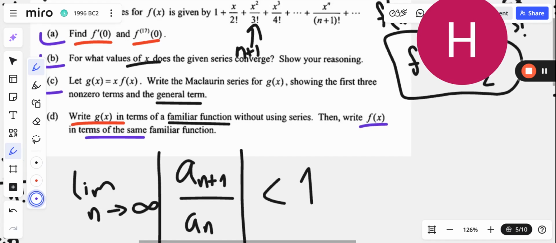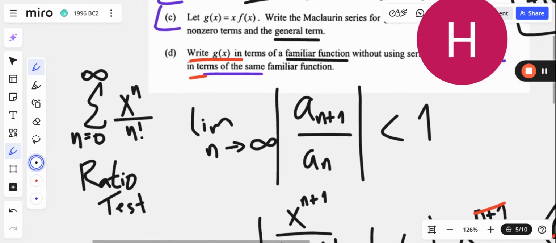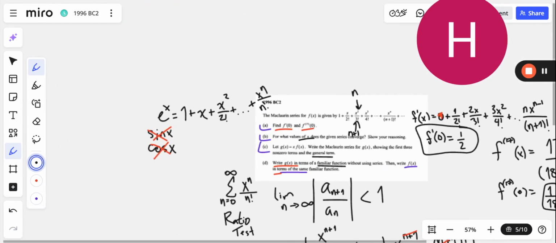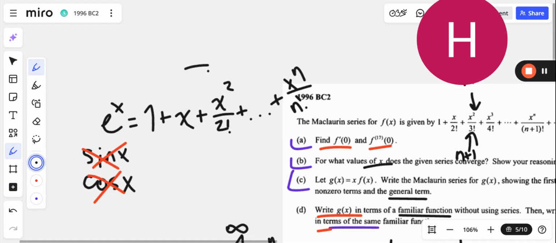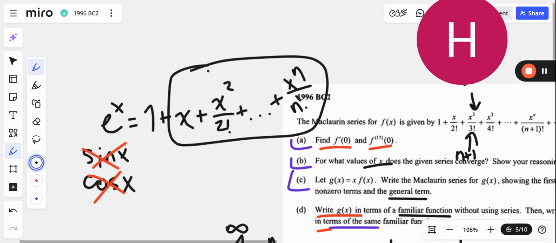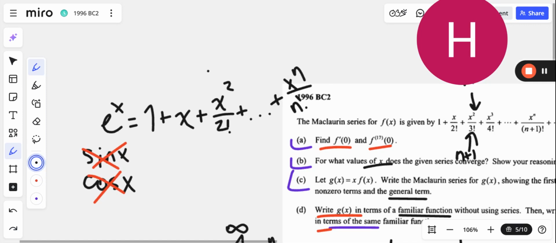Okay, that's interesting. What familiar function are we talking about? It's almost like I hinted at it. See this? That's pretty much what we have for our g of x. We don't have the 1. We have this stuff.